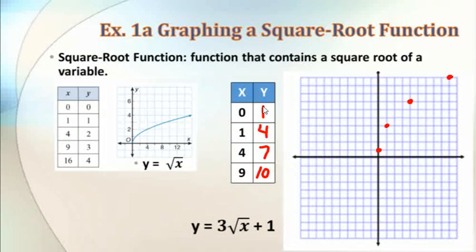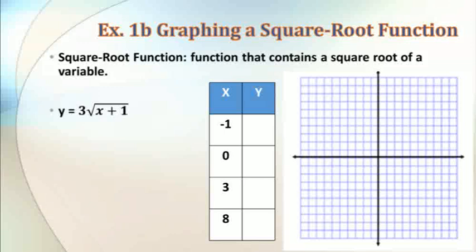So you can see I have a bend in my graph. So all I need to do is now just draw it. So I start here, follow the points. So you can see I have a curve here. This would be a square root function.